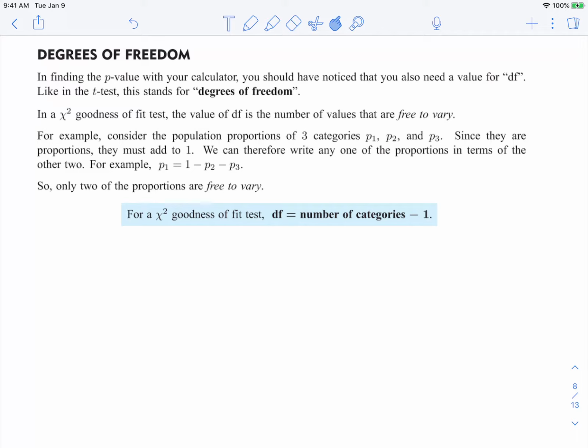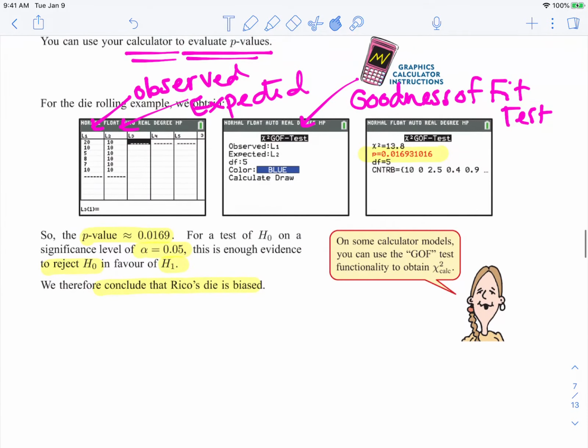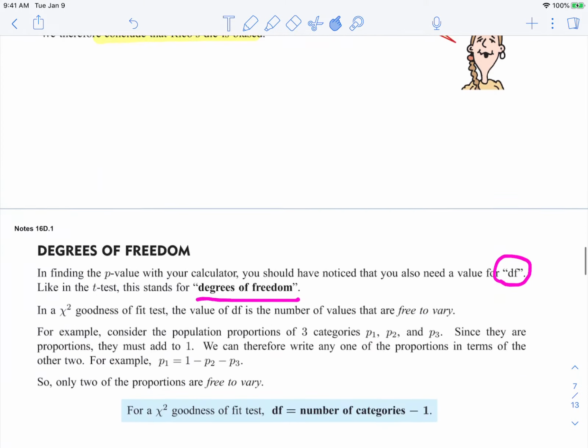All right, we're going to continue on with chi-squared goodness of fit test. So the next thing is talking about the degrees of freedom. In finding the p-value with the calculator, you should have noticed something called df, which is called the degrees of freedom. So if we go back up to this graphing calculator, here is the degrees of freedom for that word problem with the dice. The degree of freedom is 5.